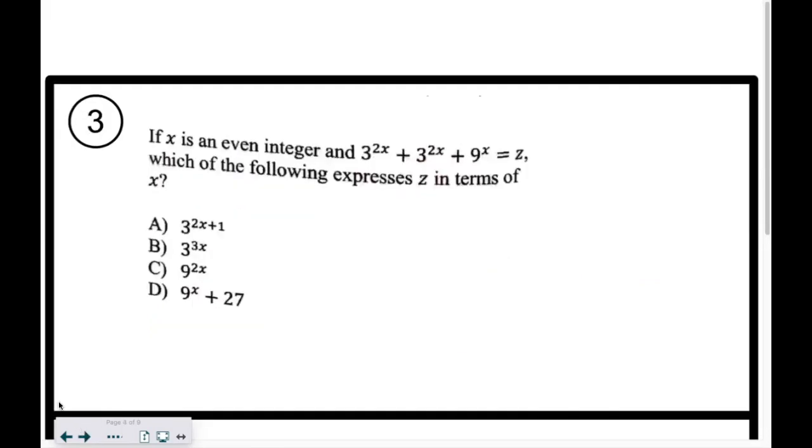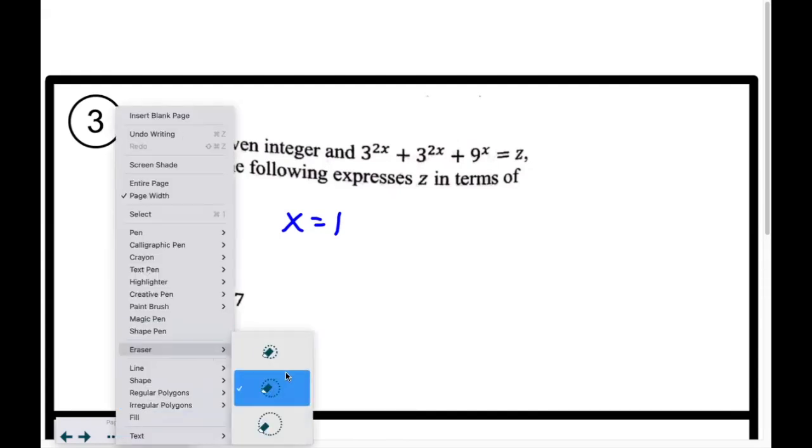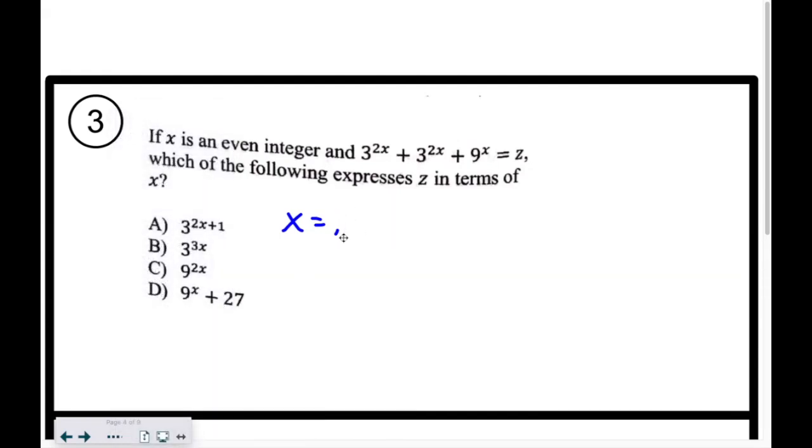So number 3, if x is an even integer, which of the following expresses z in terms of x? All right, so I'm going to just do this 2 different ways. So if you are confused at all about the algebra of this, then one way to do this is to just make, say, x equal to 1. And no, you know what? I'm not going to do 1. I'm going to stay away from 1 here. I'm going to choose 2.